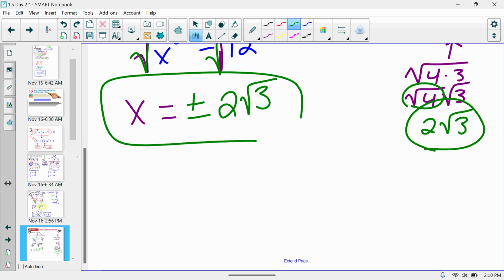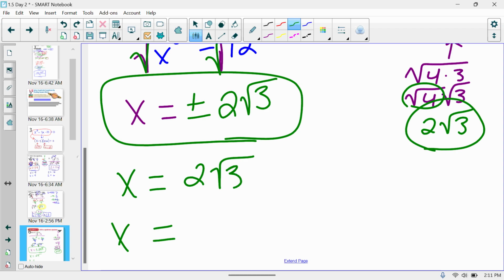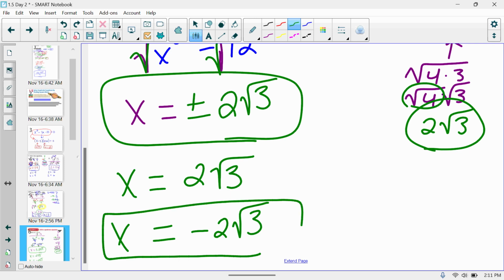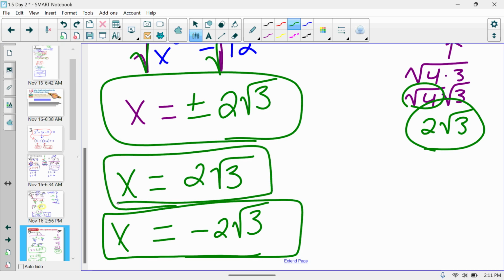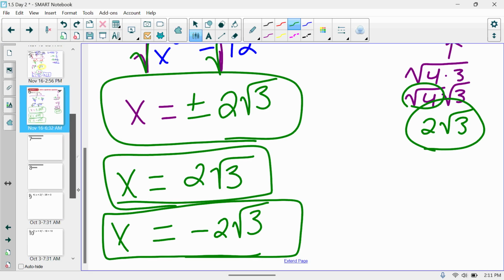So again, if this were edge elastic, it's going to give you 2 boxes because the answer could be 2 radical 3, or it could be negative 2 radical 3. You're always going to have 2 answers when you solve an equation by taking the square root, okay? And again, edge elastic's probably going to ask you to type the smaller answer first, which would be the negative one, okay? Questions so far at all?